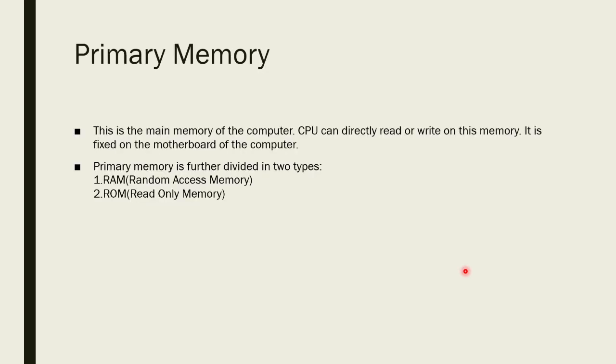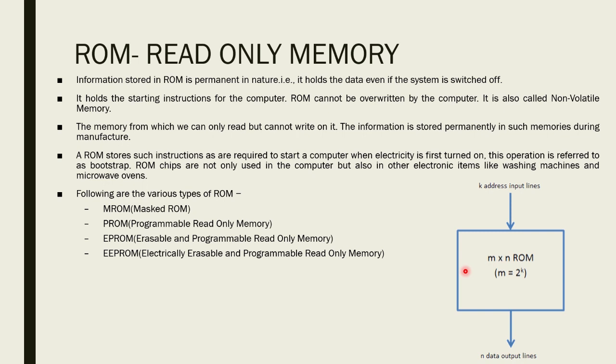So primary memory. This is the main memory of the computer, and the CPU can directly read or write on this memory. It is fixed in the motherboard of the computer. So your primary memory is of two types. One is RAM and the other is ROM, read only memory. So information stored in the read only memory is permanent in nature, and it holds the data even if the system is switched off.